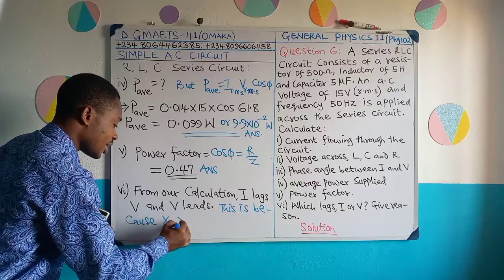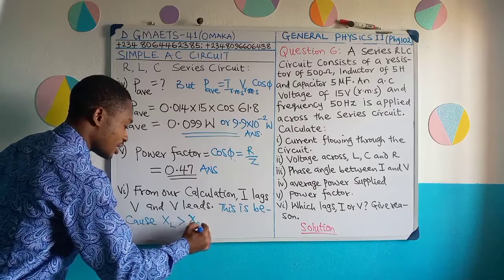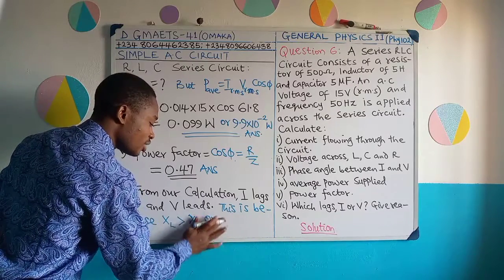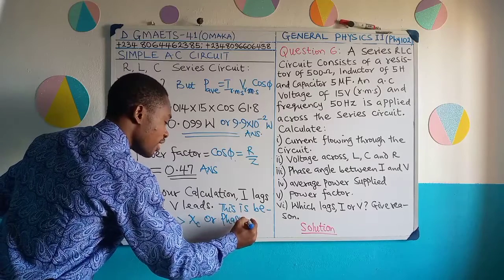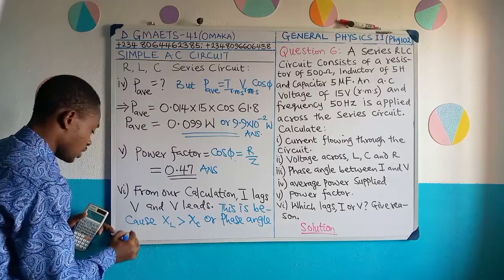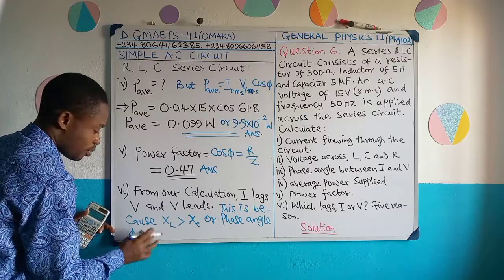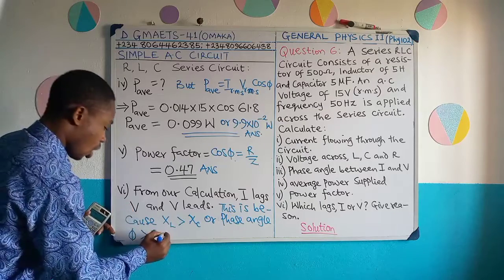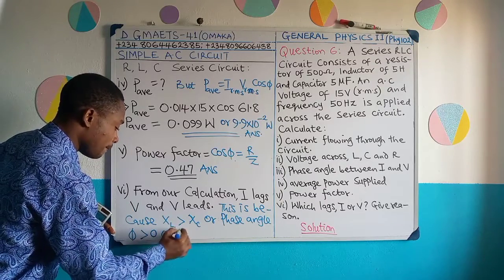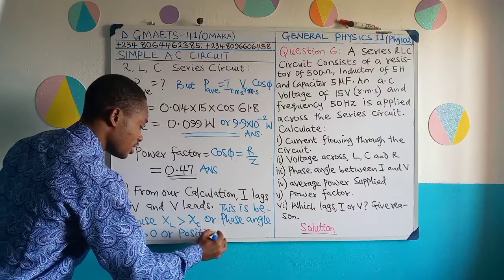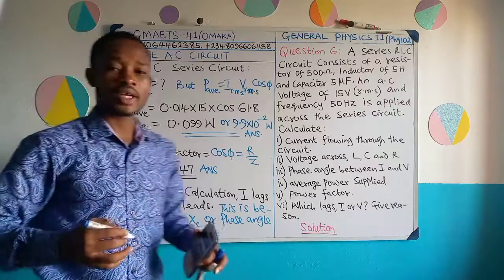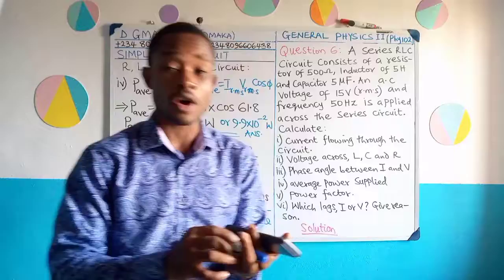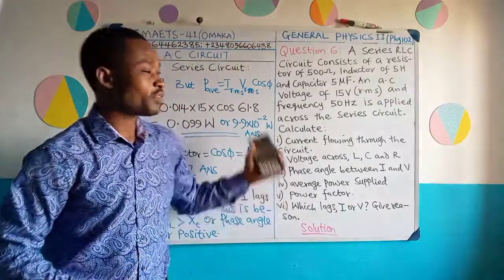This is because XL is greater than XC, or we can say phi, the phase angle, is positive, so phi is greater than zero. So this is the reason current is at the back of voltage, meaning voltage is in front of current. So we have finished solving this question.